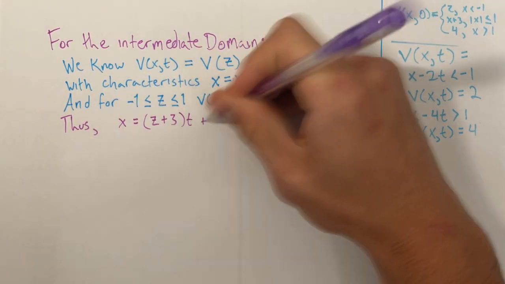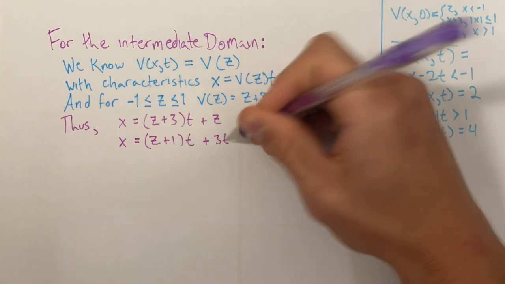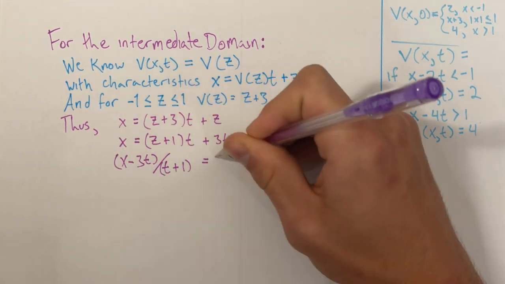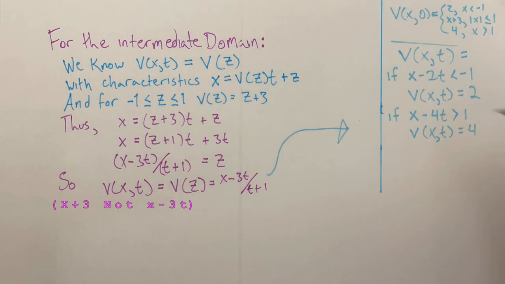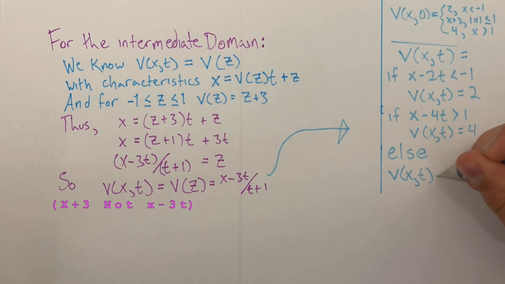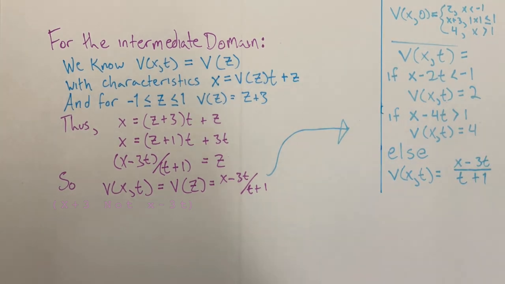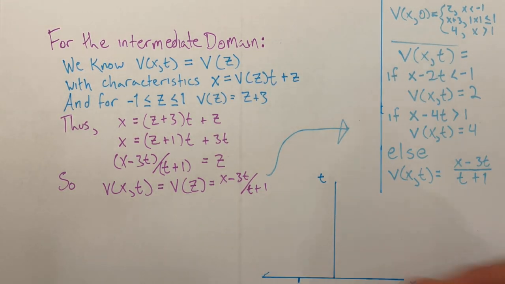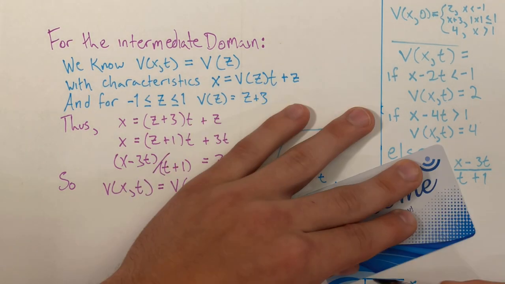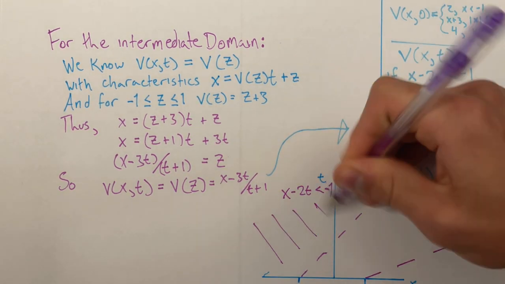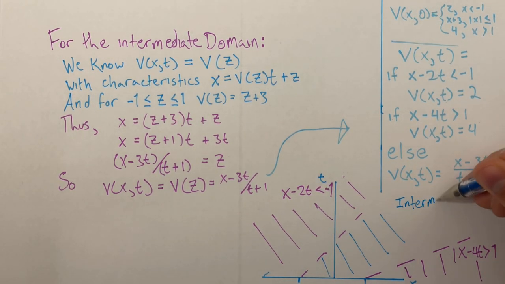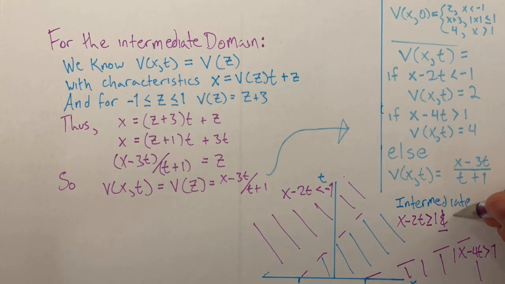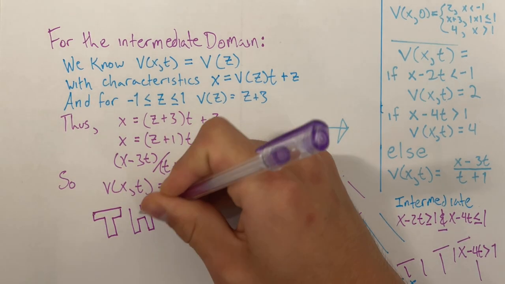So for minus 1 is less than z is less than 1, v of z equals z plus 3. Plugging this into our characteristic equation, x equals z plus 2 times t plus z. Algebra, solving for z, blah blah blah, we get z is equal to x minus 3t divided by t plus 1. Since v of z equals z plus 3, in this domain, v of x, t equals x plus 3 divided by t plus 1. This form of v of x, t is valid in between our other two regions, or x minus 2t is greater than minus 1, and x minus 4t is less than 1.